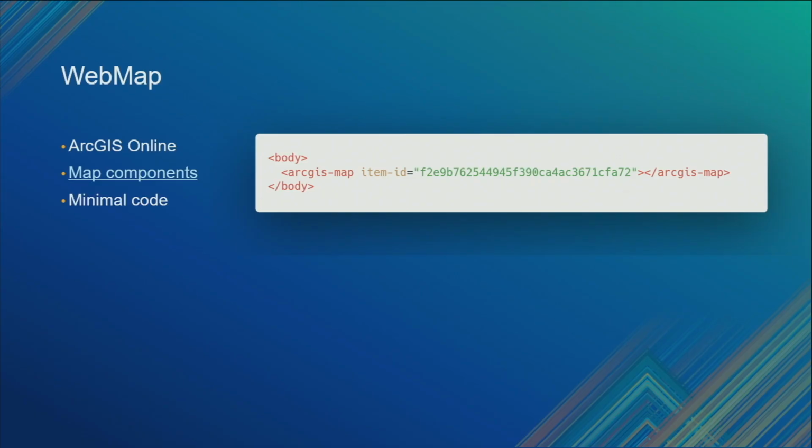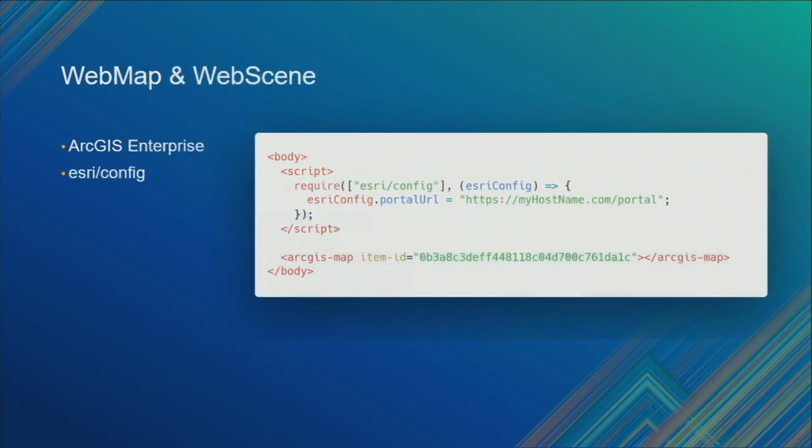So with the map components, we can bring in the ArcGIS map component and plug in our web map ID configured in Online. If we want to bring in a web scene, it's the exact same steps. Instead of the ArcGIS map component, we're using the scene component and plugging in the item ID to our web scene. So the emphasis is on very low code, which has been a theme throughout this week.